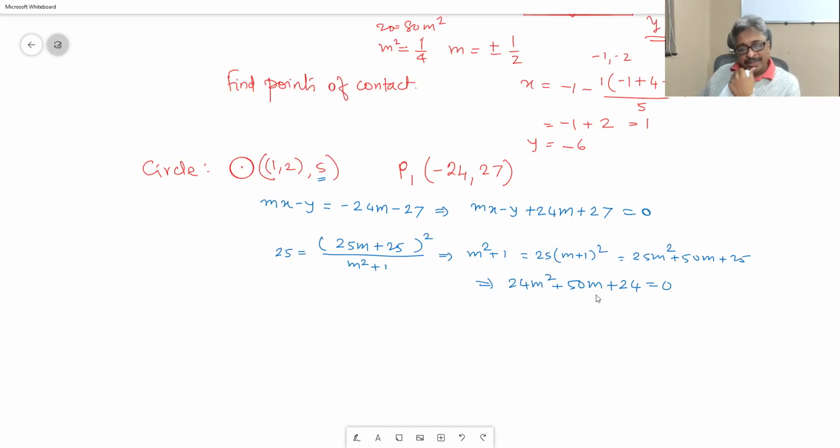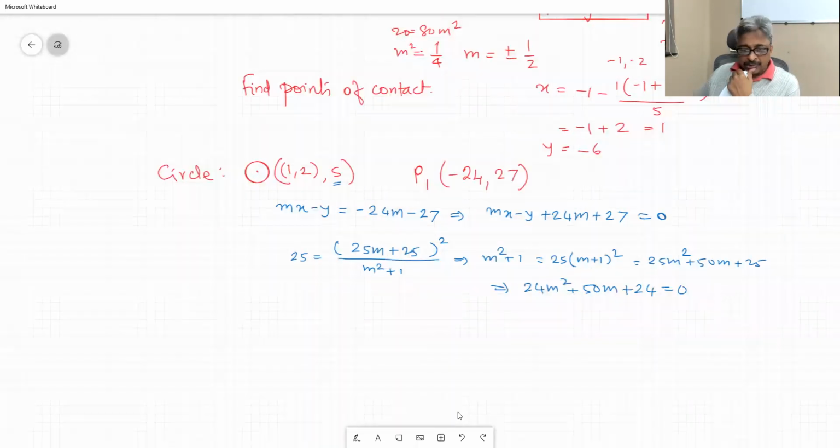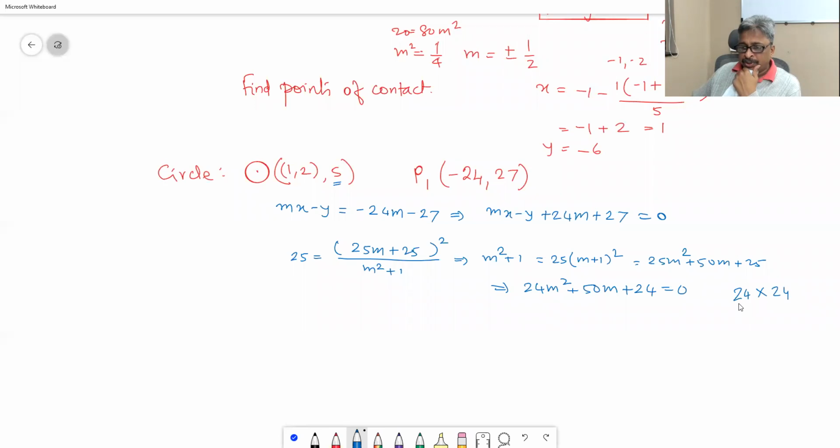Okay, I mean, if it is a properly designed problem, then you will not get unnecessary irrational numbers. So 24 into 24 is the product of the roots, and the sum of the roots should be 50, right? So I think you will get those numbers. Are you getting?